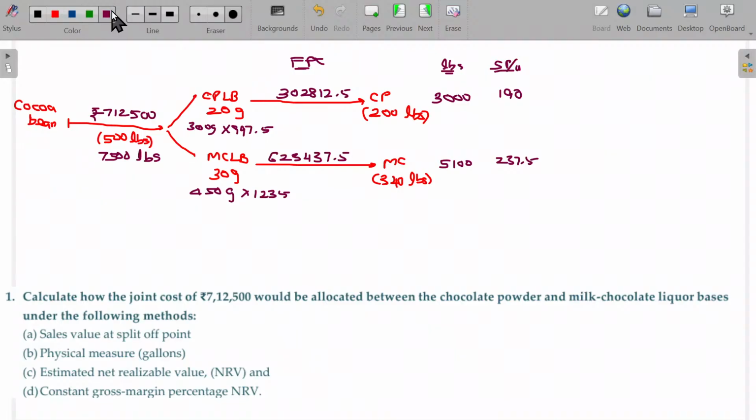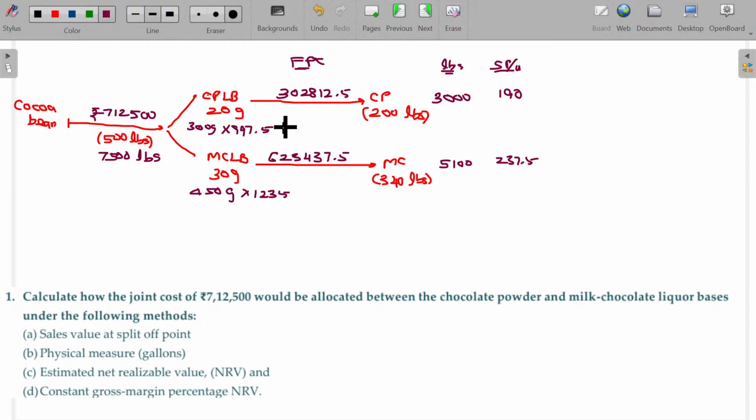What is the requirement? 7,20,000 would be allocated between the chocolate powder and milk chocolate liquor base under the following methods. One is sales value at split off point. Another one is physical measures gallon, NRV method, and last one being constant GPR method.